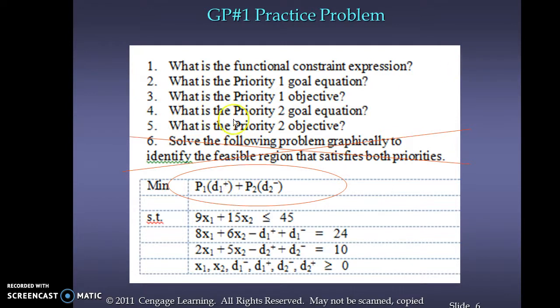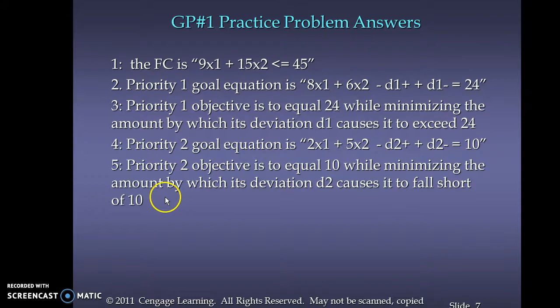So let's look at a slightly different example. Let's look at question 5 here. What is the priority 2 objective? The priority 2 objective is to equal 10. Why? Because the deviation variables D2 tell you that that's associated with priority 2. So the priority 2 objective is to equal 10 while minimizing, again, the min expression. If that said max, it would be maximizing. While minimizing the amount by which its deviation variable, D2, causes it to, what? Fall short when it's got the minus symbol. Fall short of 10. So that's what I've written here.